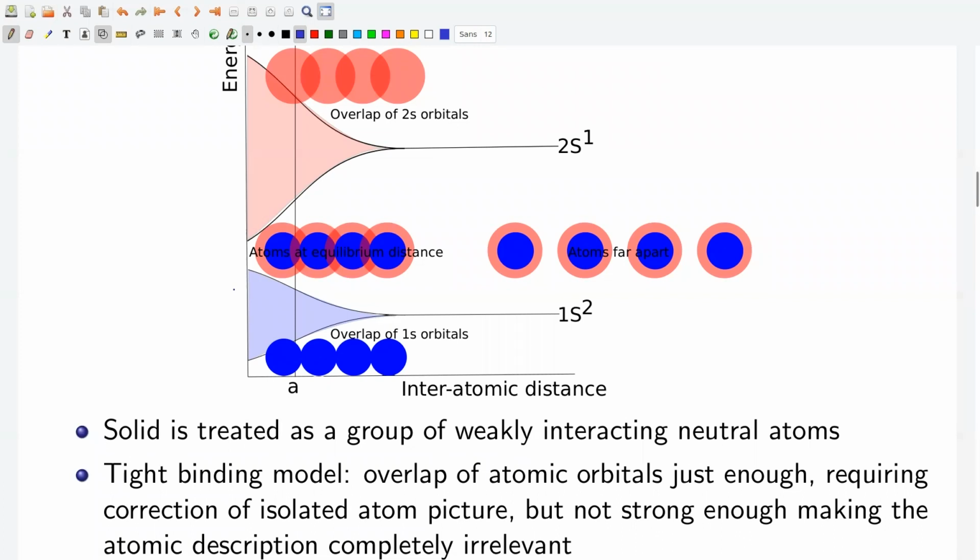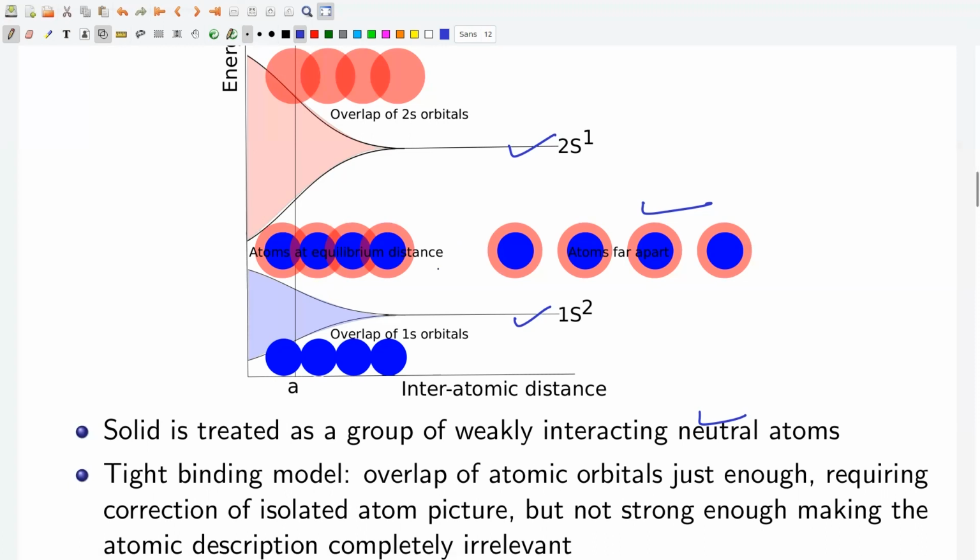Tight binding model starts from a completely different point of view. It treats the solid as a collection of weakly interacting neutral atoms. For example, take lithium atom. It has 2 electrons in 1s orbital and 1 electron in 2s orbital. If the atoms are far apart from each other in space, energy levels of the orbitals are same as the atomic energy levels corresponding to 1s and 2s orbitals.